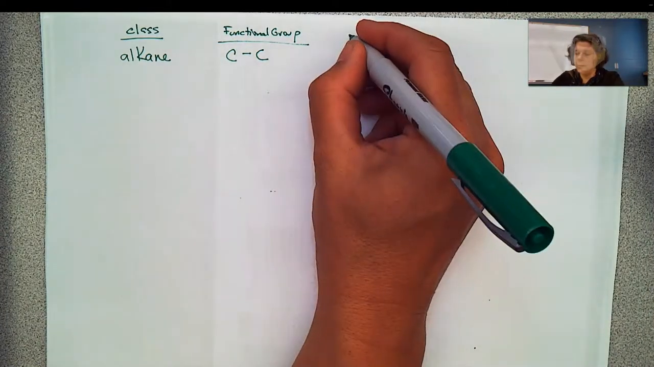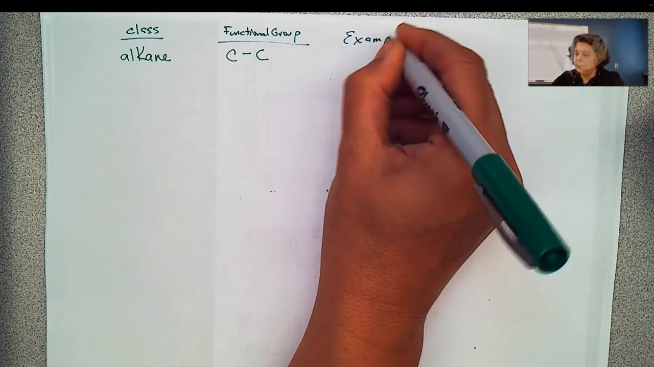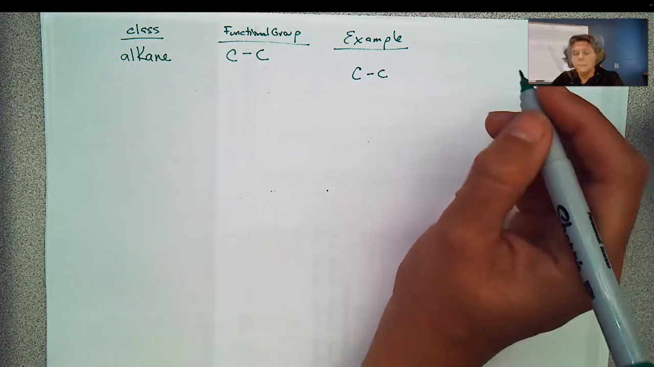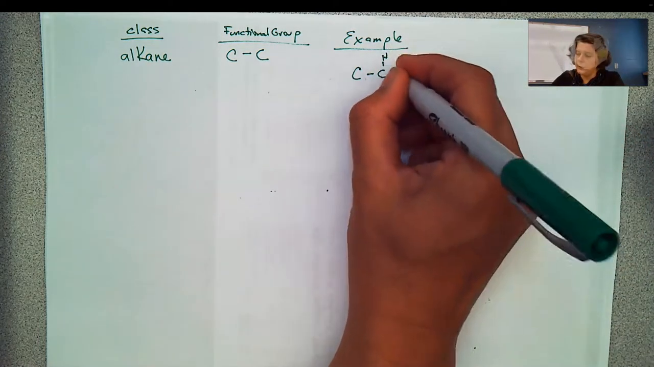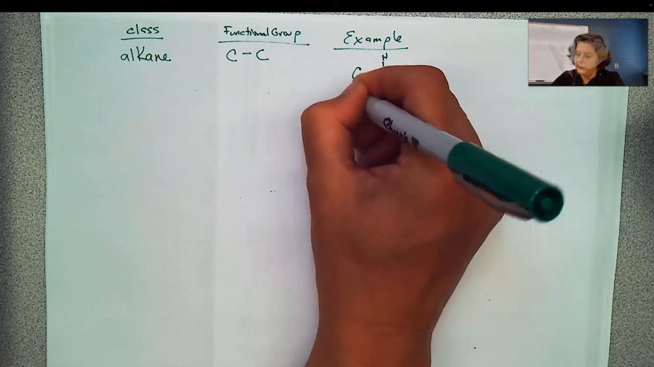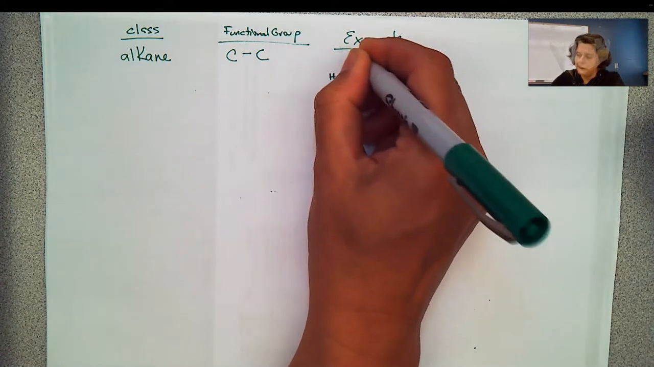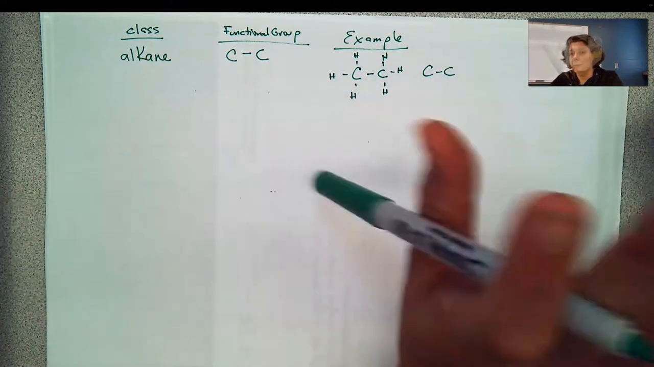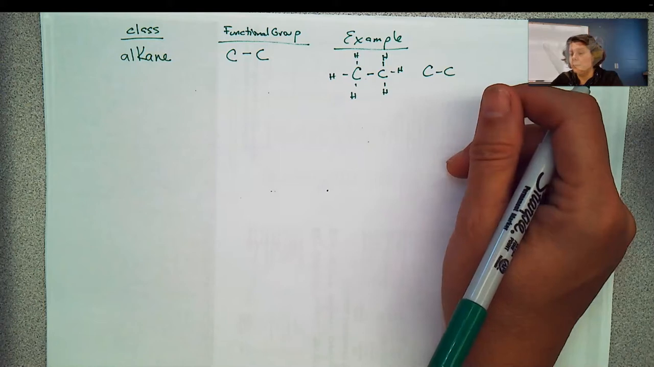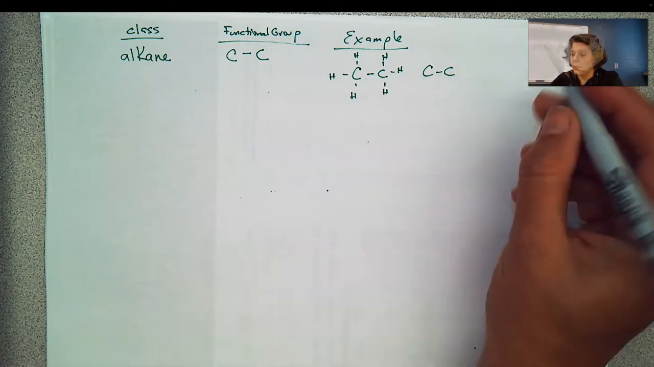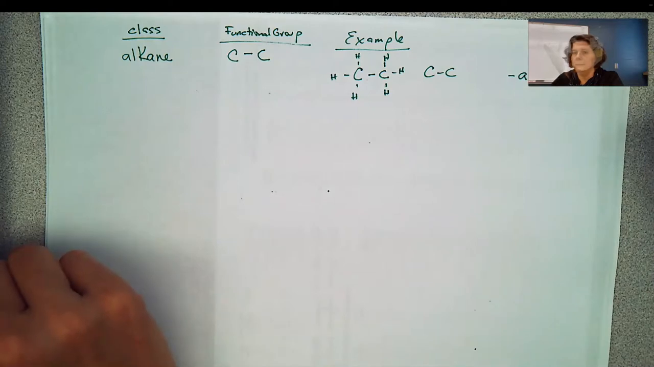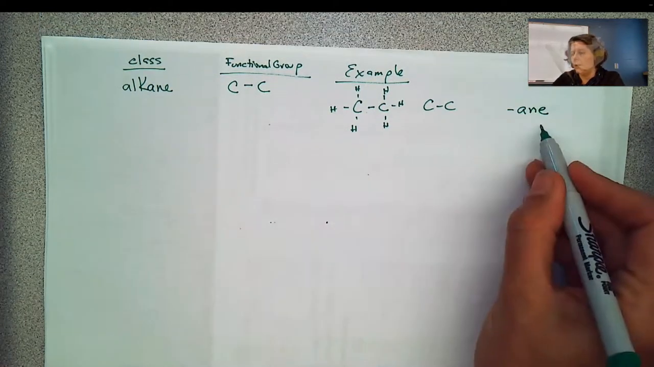An example of it would be C bonded to C. Now, what am I missing on here? Well, all those little hydrogens, right? Because you have to have 4. Or you could just draw C-C, and you just assume all the hydrogens are there. And then when we name these compounds, we end it with the letters A-N-E. So it ends with A-N-E.